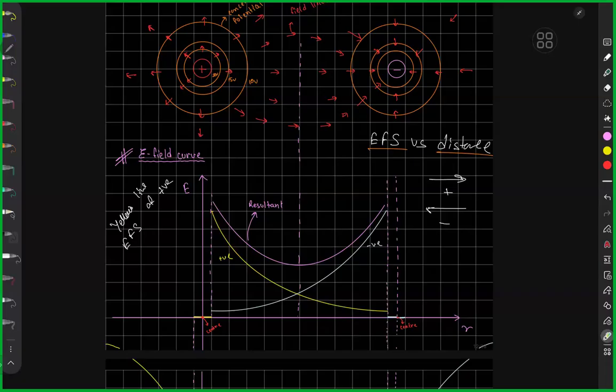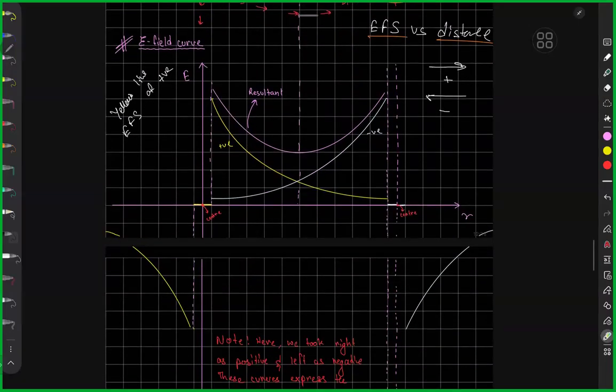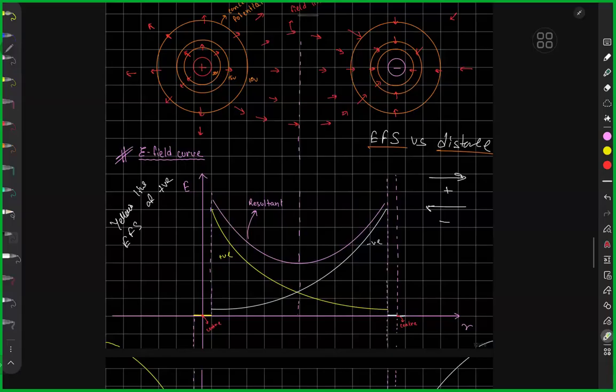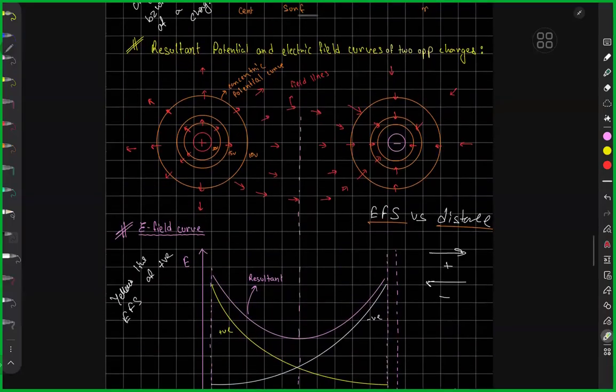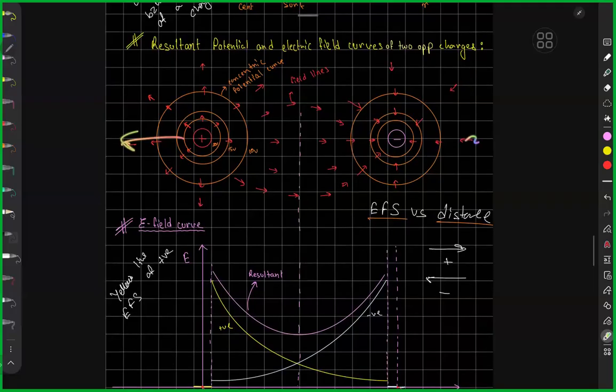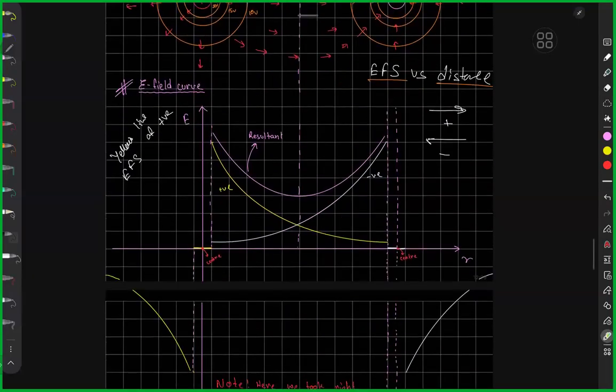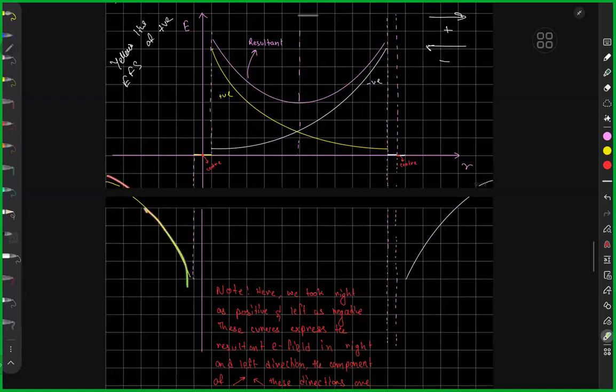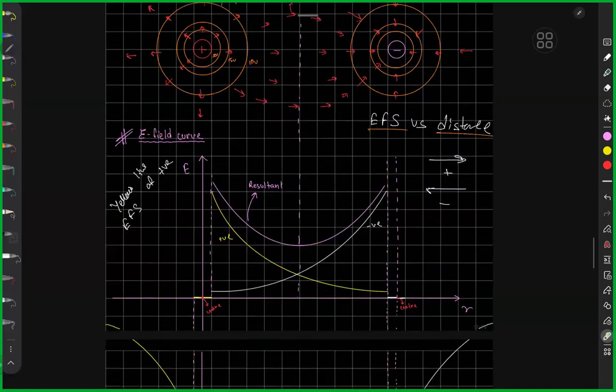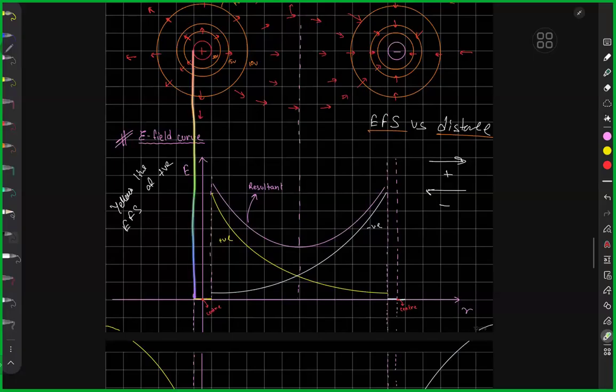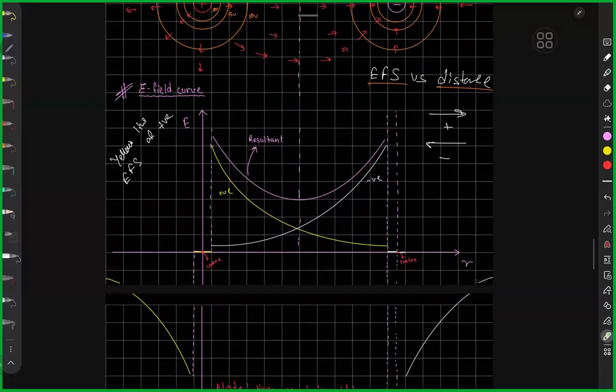Got it? Good. How does it look on the left side? We just discussed why it's on the negative axis. Field lines are in what direction? Left. So it's negative. That's why it's on the negative axis. And at the center, it's the same thing. In the center, the field strength is 0. Same equation, same conversation.